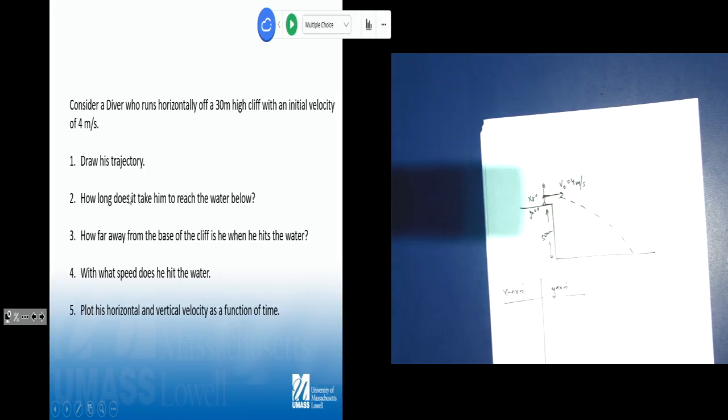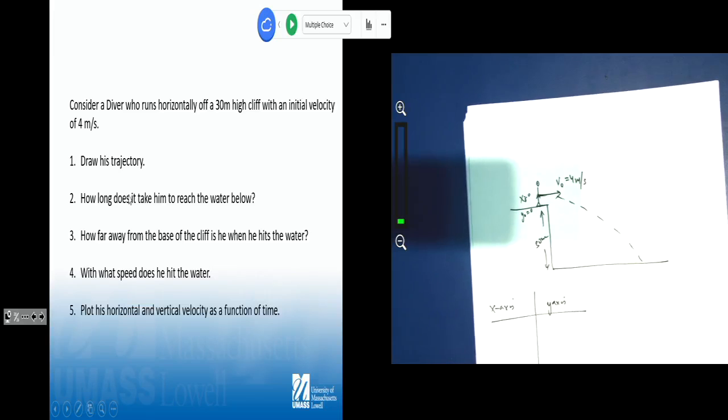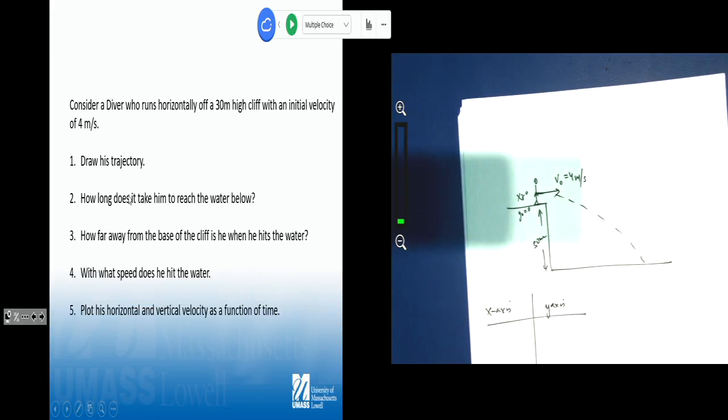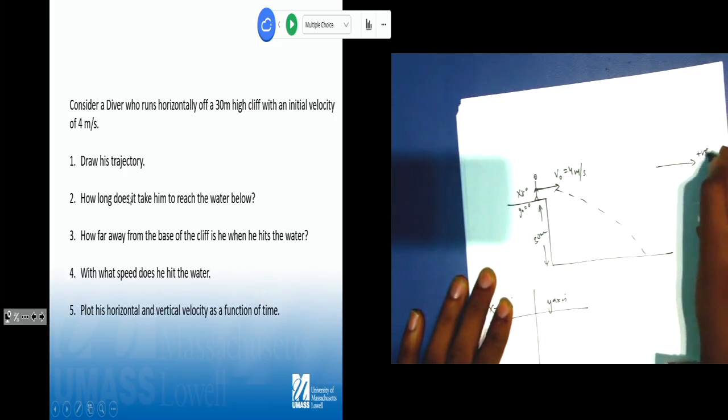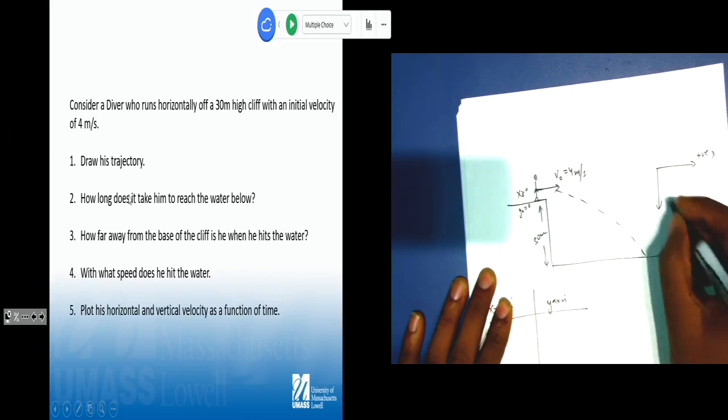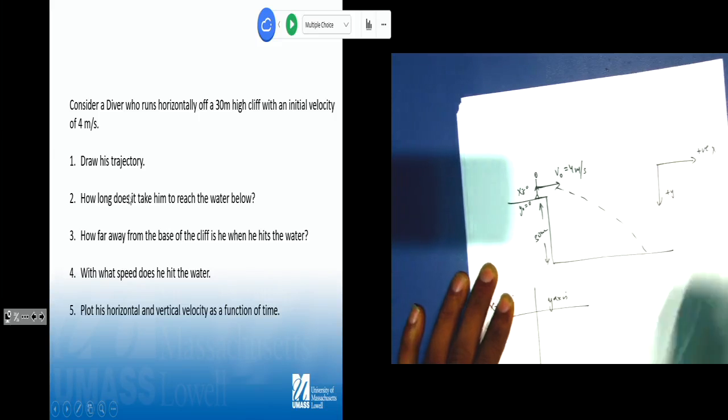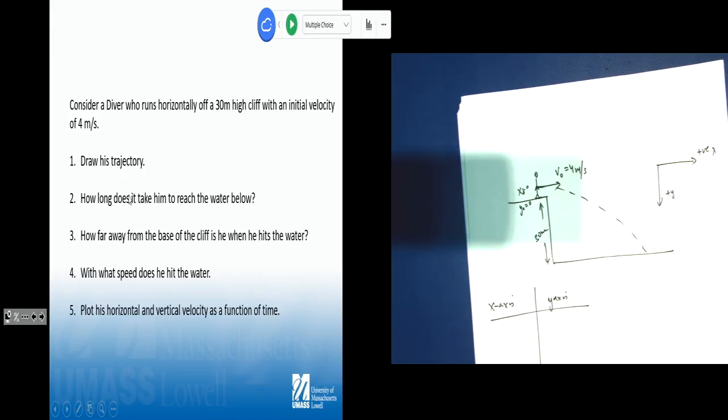Okay? I'm free to choose my conventions, right? I'm going to pick that direction as positive x and downwards as positive y. I can pick upwards as positive y, I'm just choosing to pick downwards. Everyone with me?